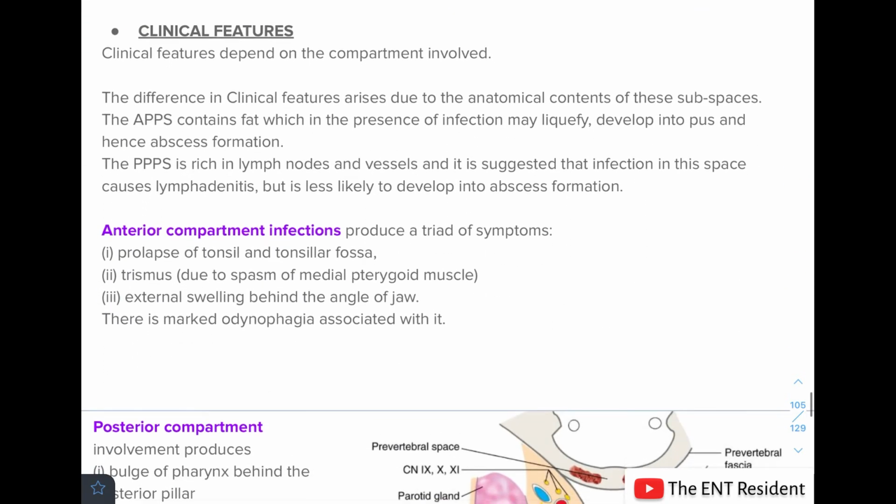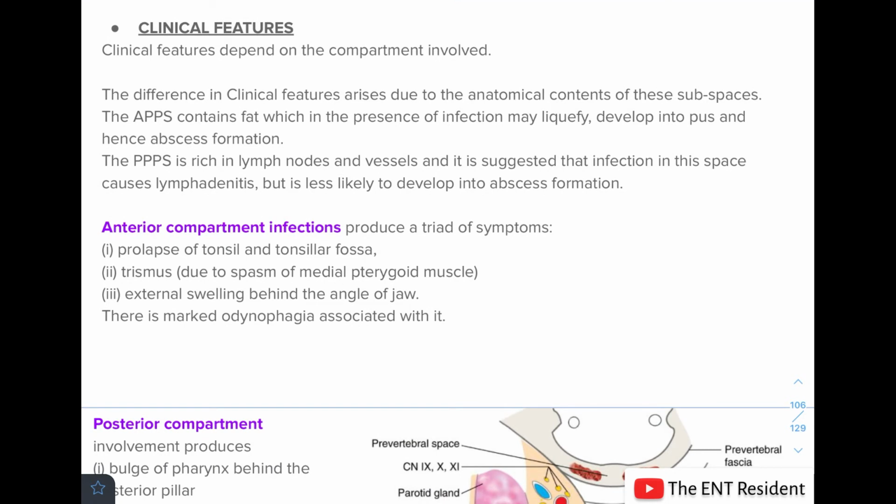Now, coming to clinical features, the clinical features will be dependent on the compartment which is involved. As I said earlier, there are two compartments, the pre-styloid and the post-styloid compartment. The difference in clinical features will arise due to the anatomical contents of these subspaces. The anterior compartment contains fat, which in the presence of infection may liquefy, develop into pus and hence lead to abscess formation. Whereas the posterior compartment is rich in lymph nodes and vessels, and so the infection in this space will cause lymphadenitis but is less likely to develop into abscesses.